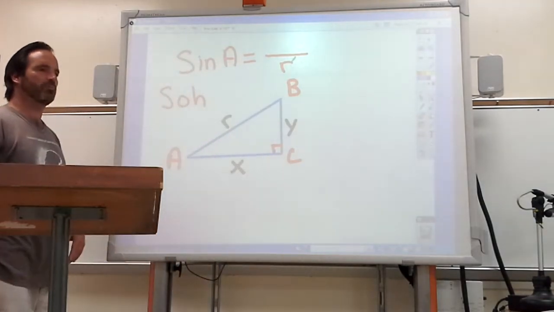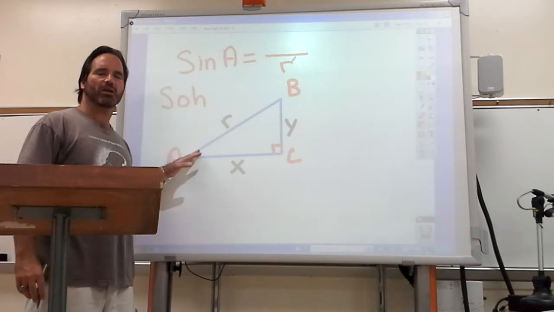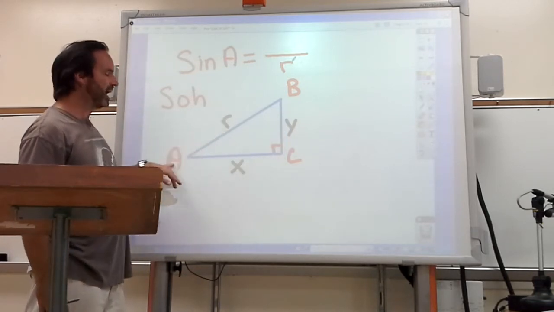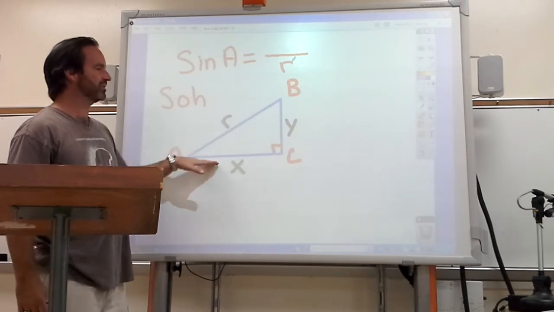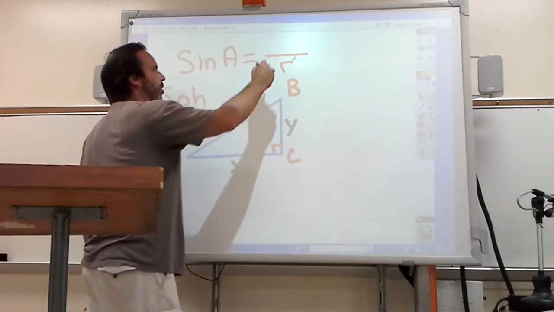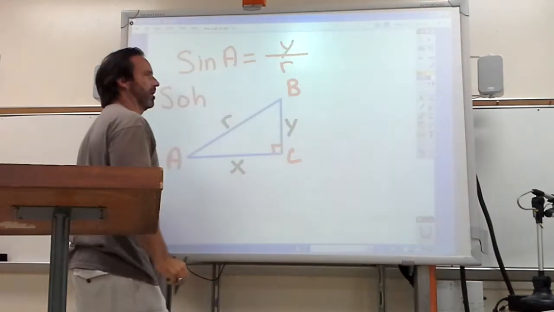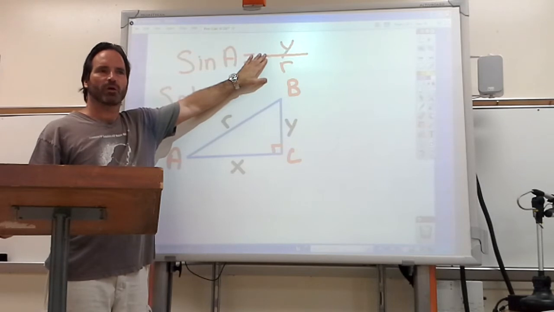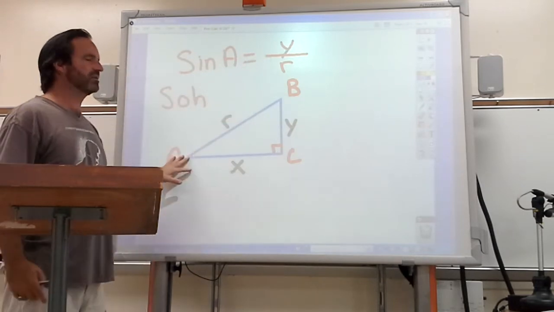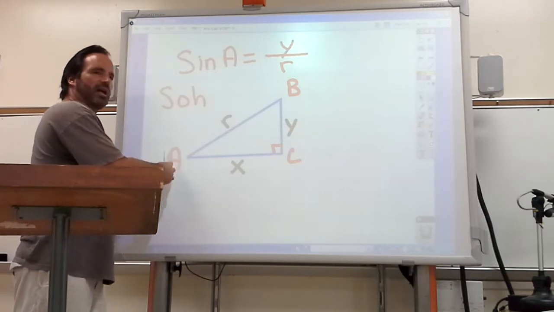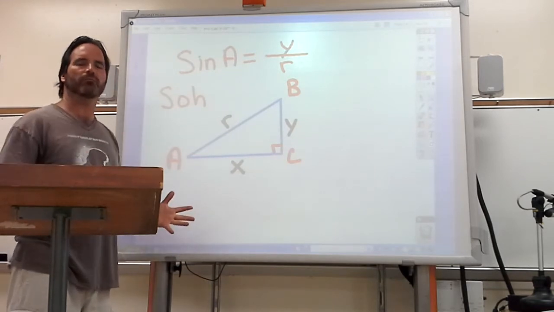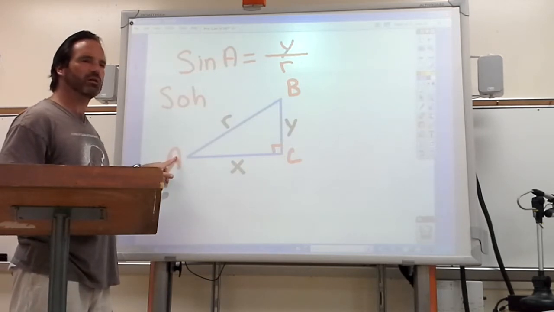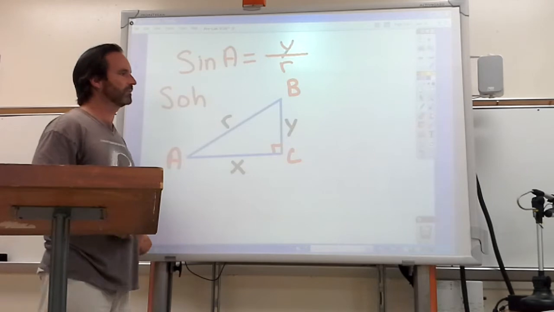And what's opposite? Remember, opposite never touches the angle. It's across from it. Okay? So here's my, for angle A, hypotenuse, adjacent. There's my opposite. So that'll be y over r. The ratio y over r will give you some decimal. That's the same thing as if you plug in sine of A in your calculator, you get that same number. Okay? So if you put in sine of A was 30 degrees, you would get 0.5.